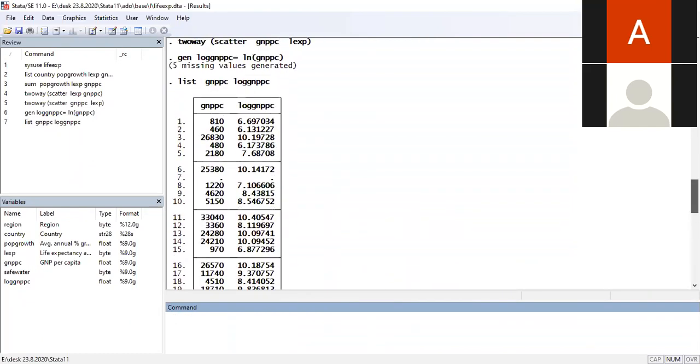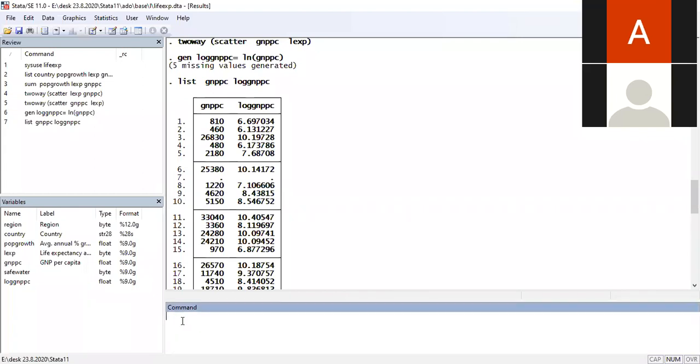See, I put both so you can see that actually log variables are generated. 810 natural log is 6.697. 460 natural log is 6.131. 26830 natural log is 10, and so on. So logarithms are generated. GNP per capita and log variables are generated.